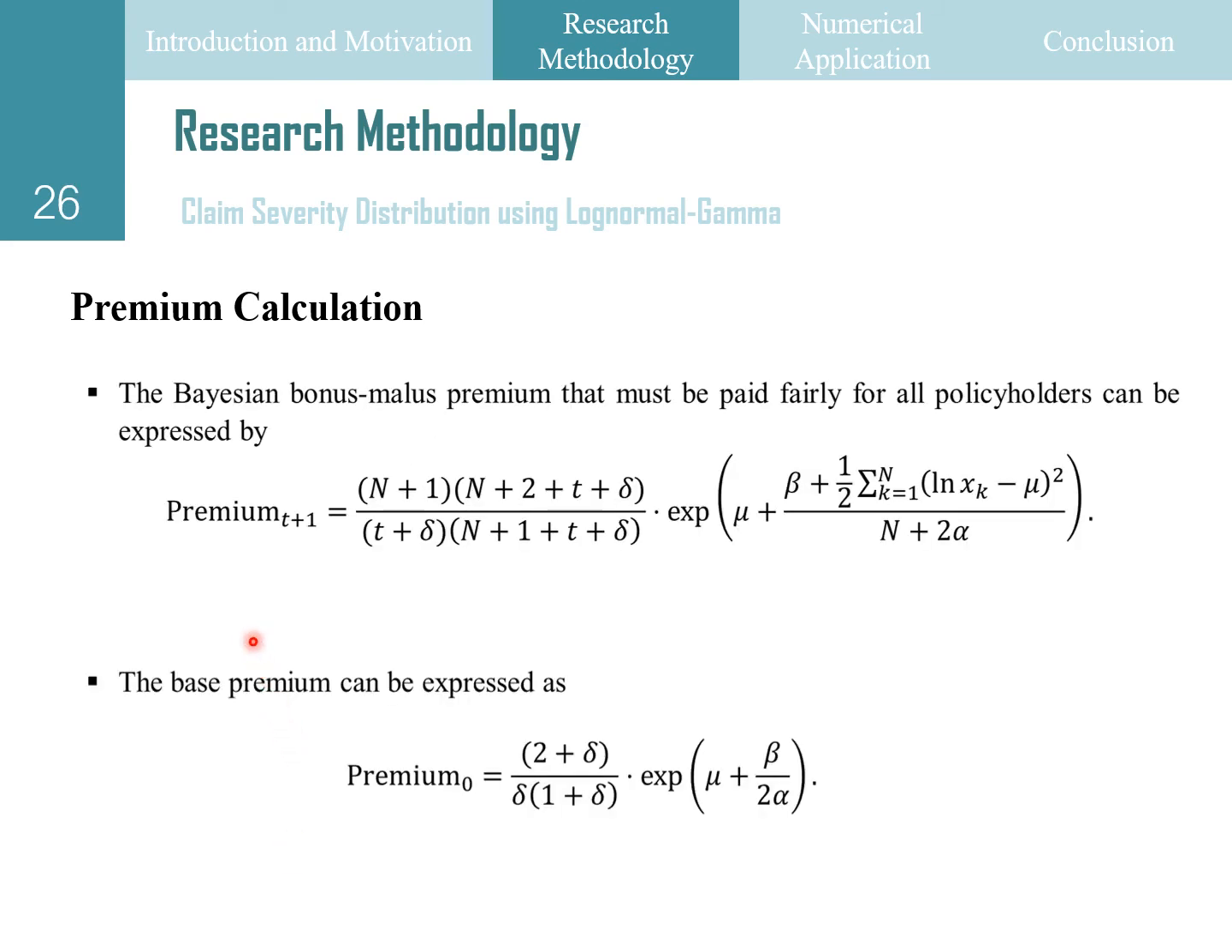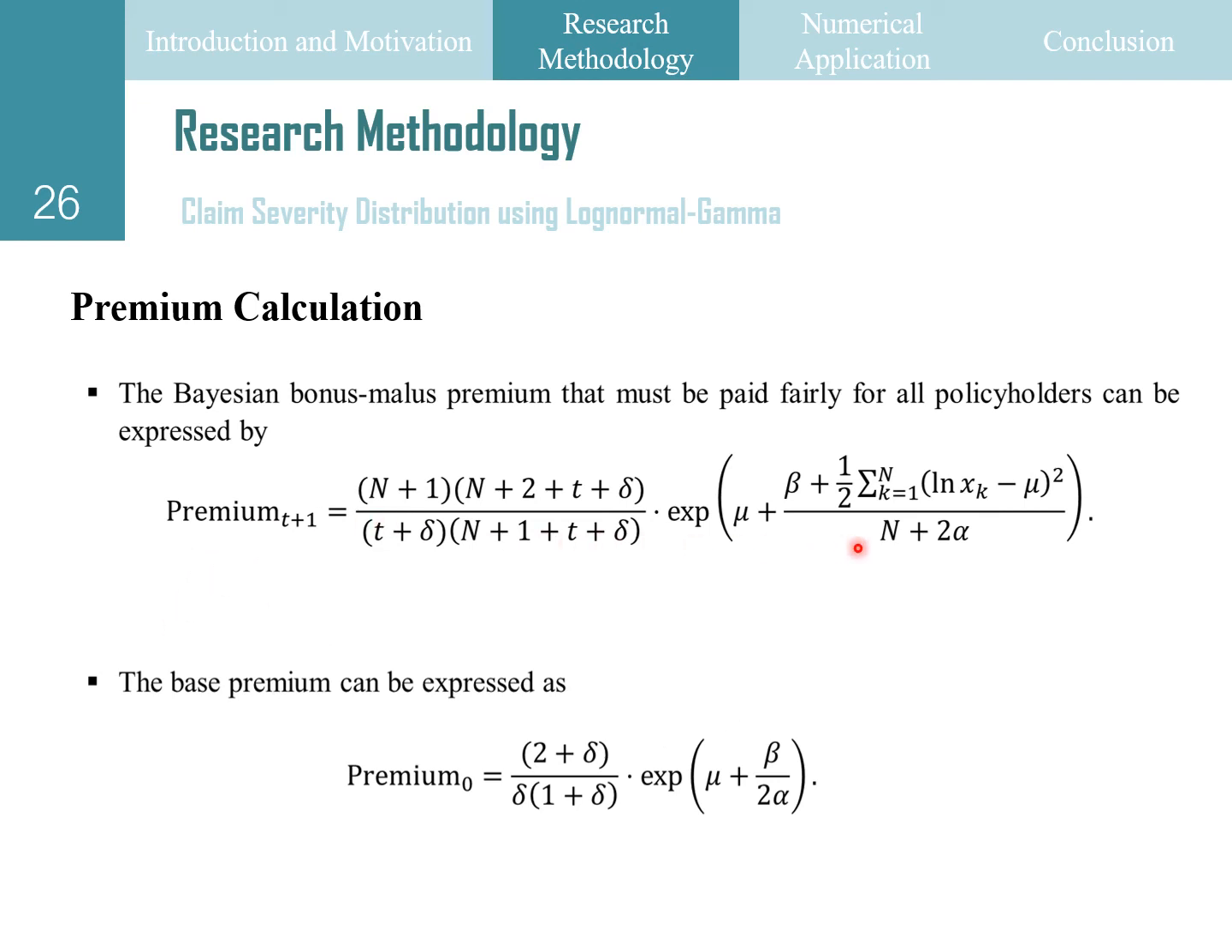The suitable premium that each policyholder pays must be proportional to both the number and size of the claim. The exact loss, xk according to form, each claim results in a different premium for policyholders with the same number of claims. The Bayesian bonus malus premium that must be paid fairly for all policyholders in the portfolio is equal to the product of the Bayesian premium based on both the frequency component and the severity component, and can be expressed like this.